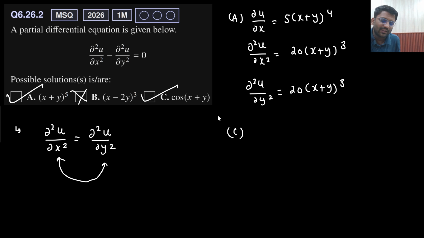You check option C, cos of x plus y. The first time you differentiate, you will get minus sin, then you will get cos. So it will become minus cos of x plus y. So this you can check on your own.